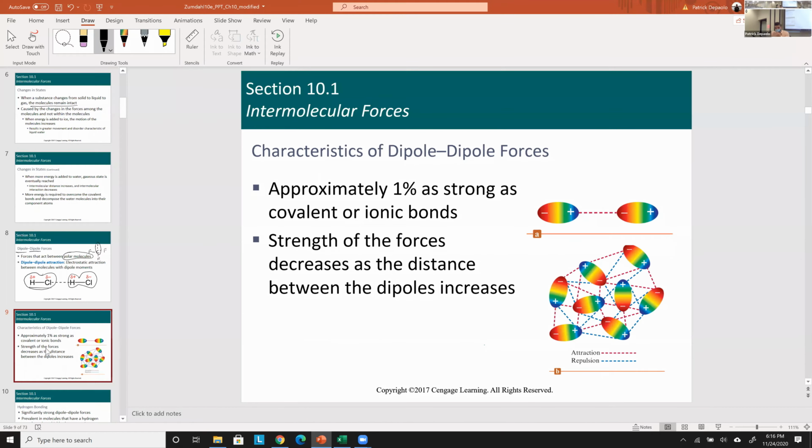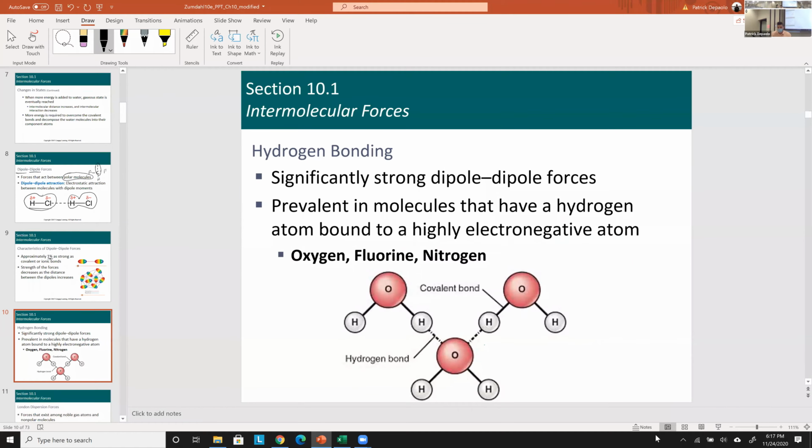Now there's different types of dipoles too. And you see it's weaker than ionic and covalent. So approximately 1% as strong as ionic or covalent, but they form these big lattices between the different molecules, which is actually pretty strong overall, depending on the strength of the dipole. The strength of the forces decreases as the distance between the poles increases, obviously. So if you get further away, the strength of the dipole-dipole decreases.